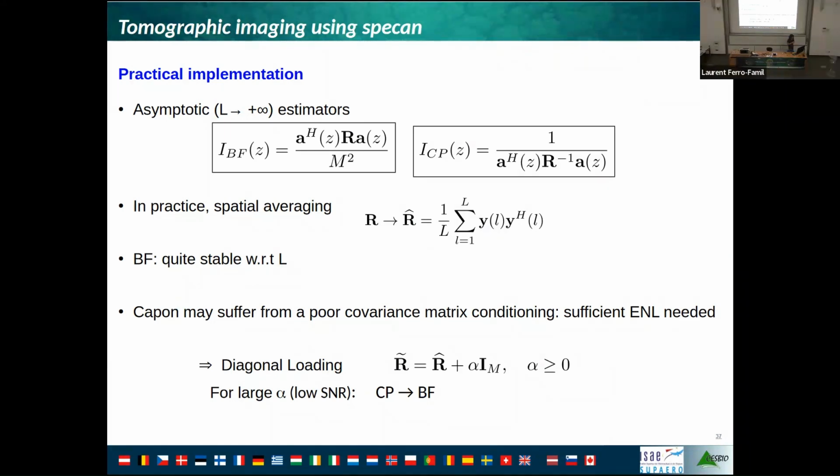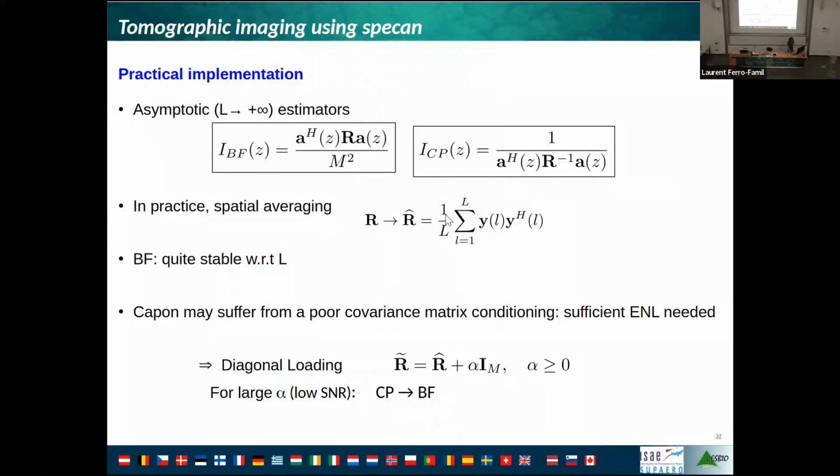The true formulas of these estimators use the true covariance matrix, but nobody knows the true covariance matrix, because you have data, you have a limited number of pixels of realization to estimate it. And so in practice, you replace the covariance matrix by its estimate using L samples. Sometimes this has an influence on the stability of the results.